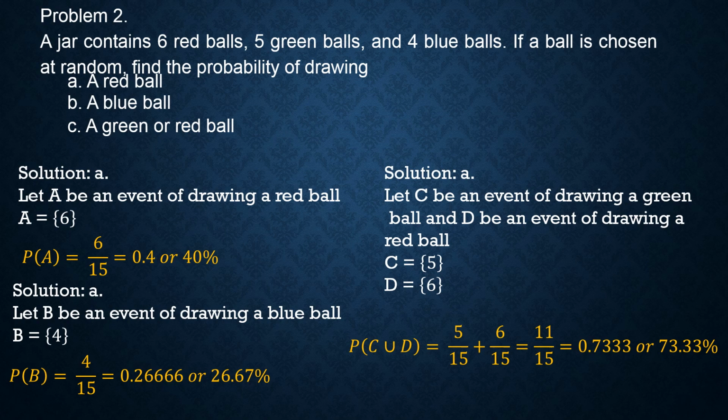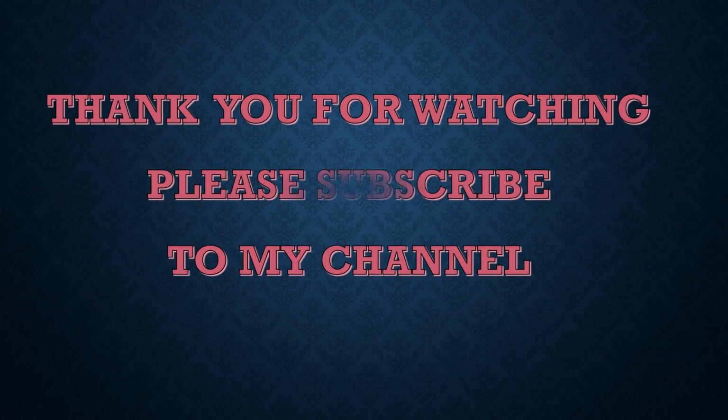Okay, so that is how to use the addition rule of probability. Particularly, these two events are mutually exclusive, meaning the first event would not affect the second event. Okay, so I hope that this will help you. This will guide you, particularly in answering your activity similar to these examples.